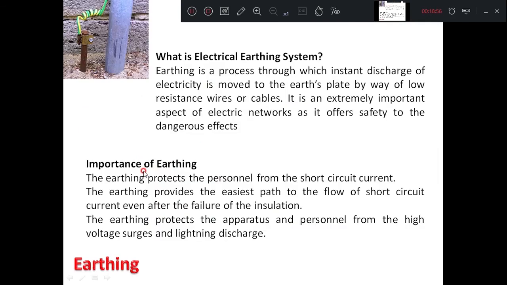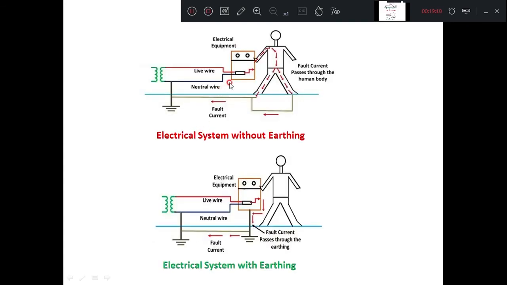What do you mean by earthing? Earthing is the process through which electricity is instantly discharged to the earth's plate. You can see here, if you do not make earthing, there is a direct flow of current to the human body, whereas in the case of earthing it takes a low resistance path through the earthing and goes to earth. That does not affect the human beings.